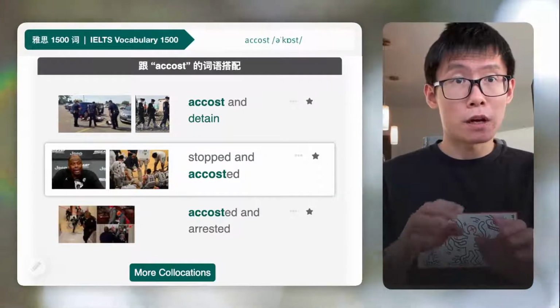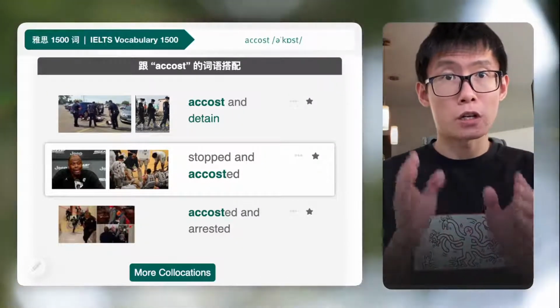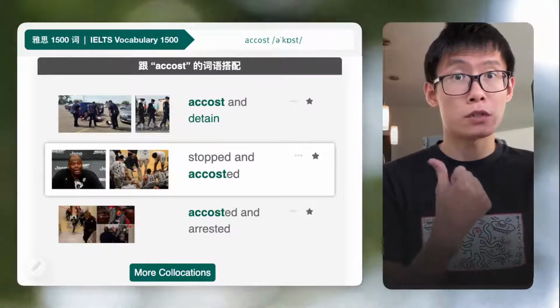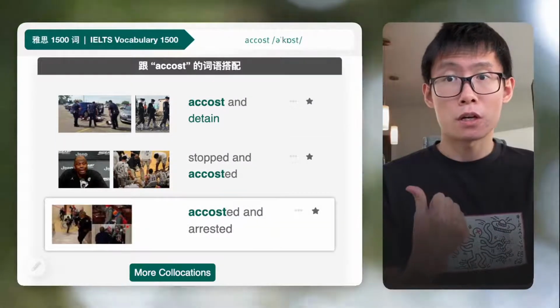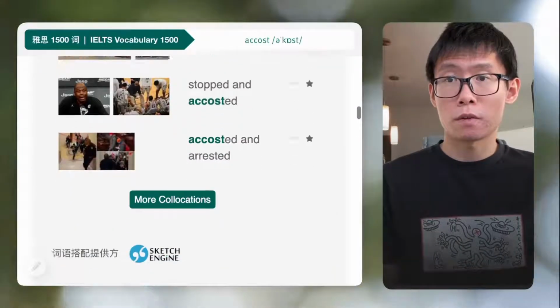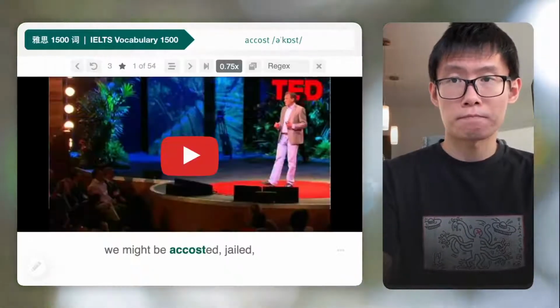For example, the police officer can stop you, accost you, and then arrest you 这是 accost. Accosted and arrested. Let's take a look at accost.